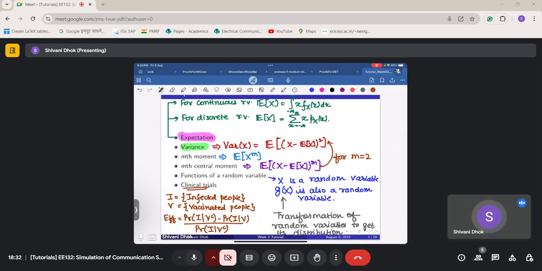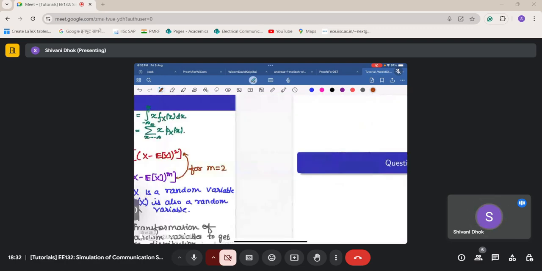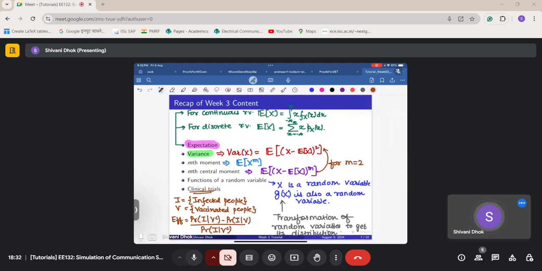So this was just an example to show that probability is an important concept and can be used in multiple areas. So that's all about the content of this particular week. If you have any questions, then please let me know. Otherwise, I'll move on to the tutorial questions that I have planned to cover today.